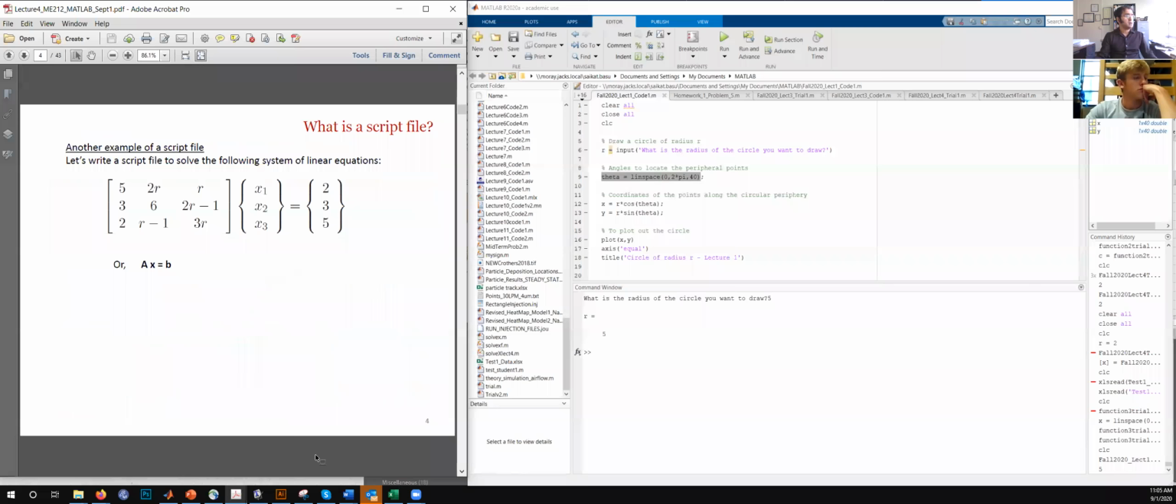Okay, so let's now look at this example. Please open your MATLAB and you can type after me.